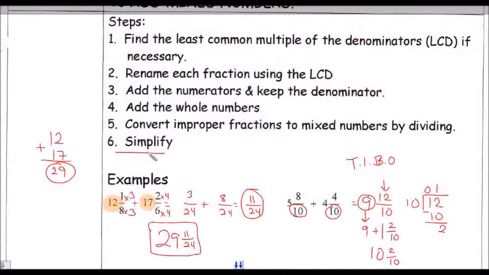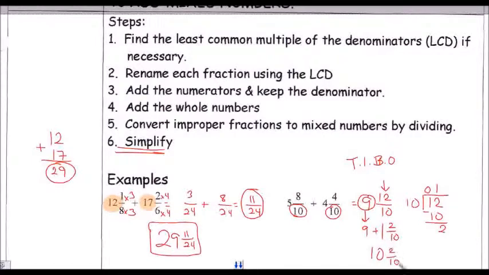Now the last step here says simplify. Here's a perfect example where you have to go through all the steps, except for the first one. We didn't have to find the common denominator, because they already gave me the 10 and the 10. But I did have to add the numerators. I kept the denominator the same. Then I added the whole numbers. Then I had an improper fraction.